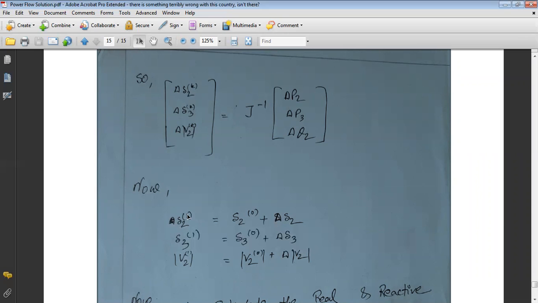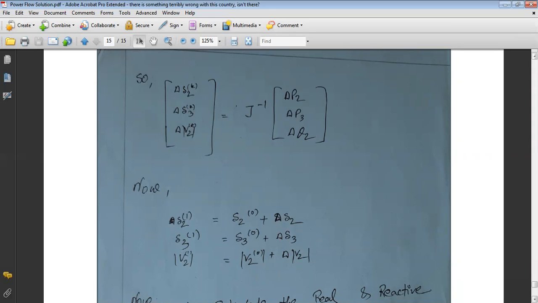So this is the first iteration value, and this goes on. This is the del 3 first iteration value, that is the assumed value plus the correction value. Similarly, for the voltage magnitude, the assumed value plus the correction value. Then we can update the values.